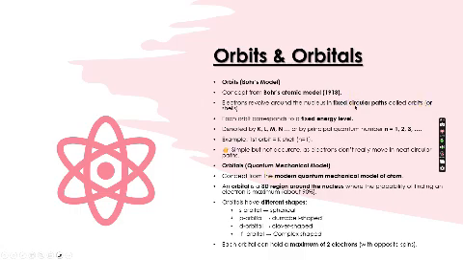Now, orbitals. They are a quantum mechanical model concept from the modern quantum mechanical model of atom. So, there are four types of different orbitals with different shapes. S orbital has spherical shape; p orbital has dumbbell shape; d orbital has clover shape; and f orbital has complex shape. Each orbital can hold up to a maximum of 2 electrons with opposite spins.